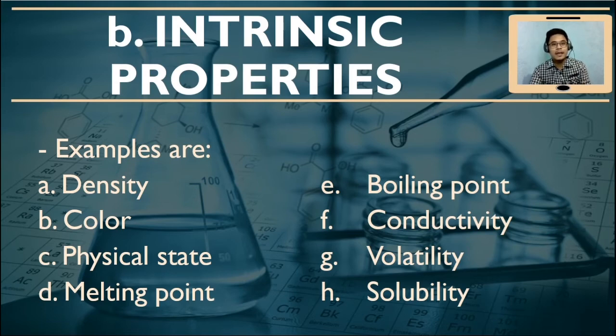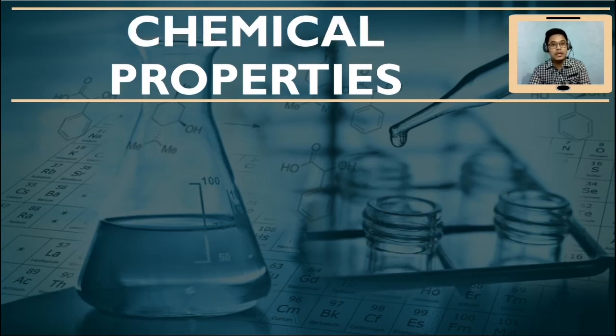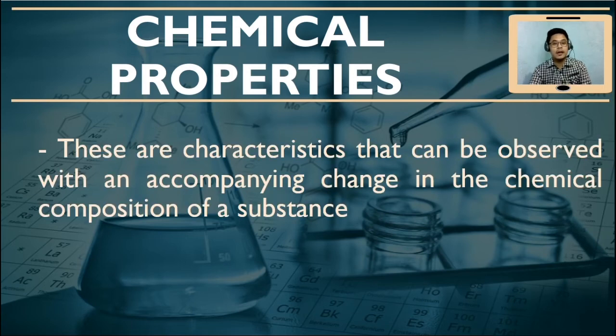And now let's have the second type of the properties of matter, which is the chemical properties. Okay, unlike sa physical properties, we can use our senses in order for us to identify some of the physical properties, but this time in the chemical properties, these are the characteristics of matter that can be observed with an accompanying change in the chemical composition of a specific substance.